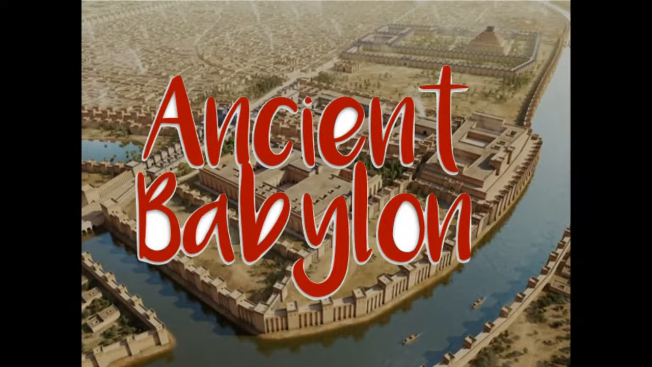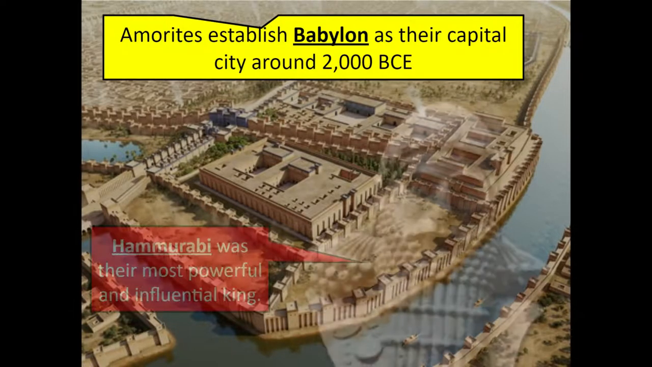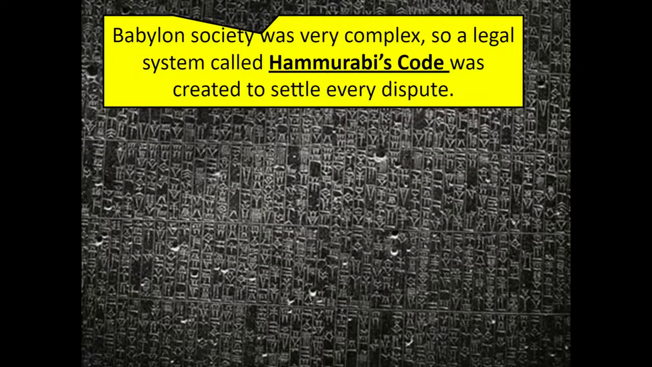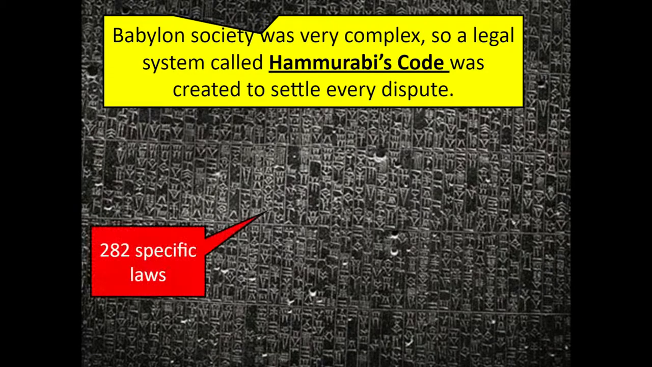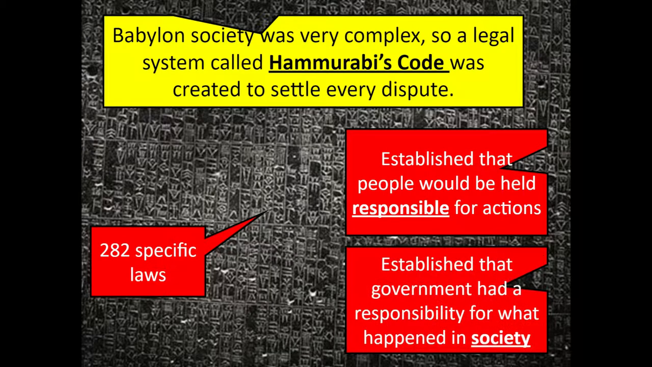Moving on to Babylon. So the Amorites established Babylon as their capital city around 2000 BCE. Hammurabi was their most powerful, influential king. Babylonian society was very complex, so a legal system called Hammurabi's Code was created to settle every dispute. It had 282 specific laws. It established that people would be held responsible for their actions, and it established that the government had a responsibility for what happened in society.